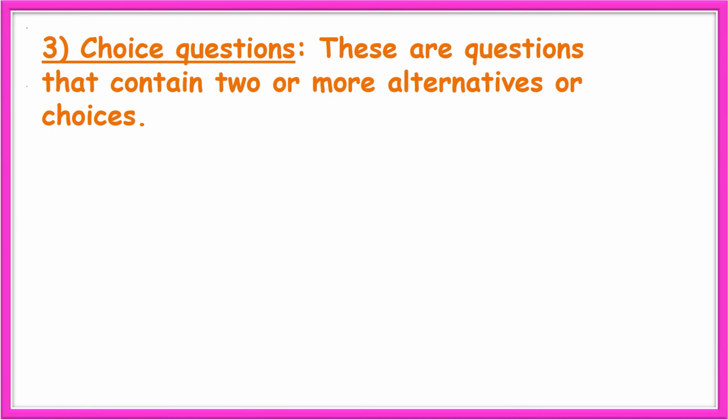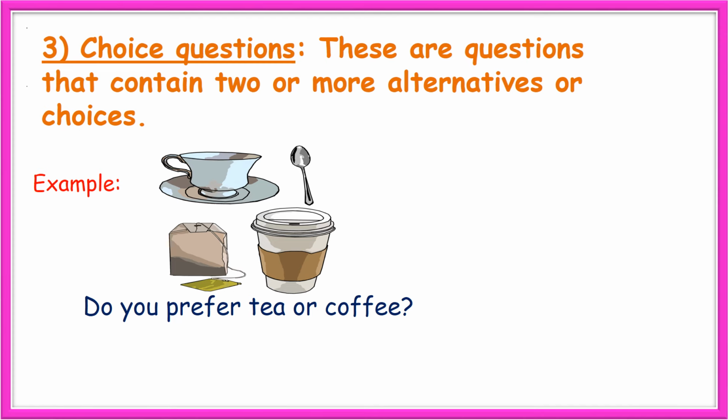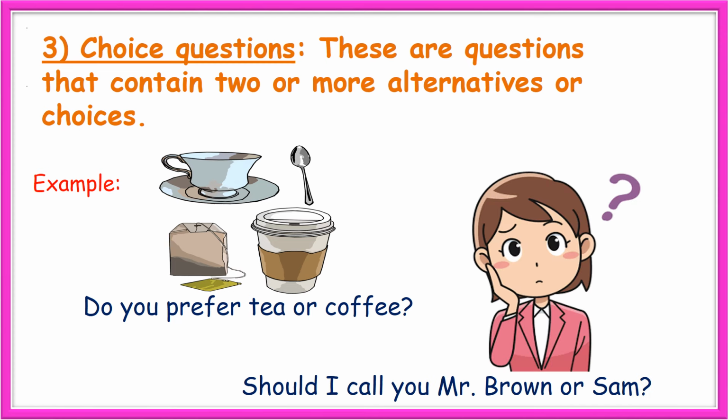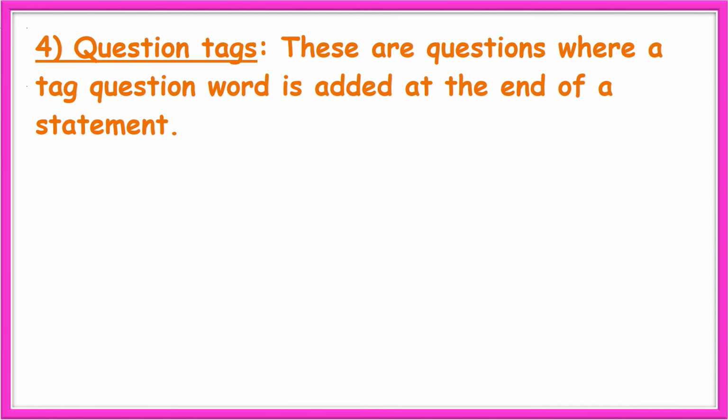The third type of interrogative sentences are choice questions. These are questions that contain 2 or more alternatives or choices. For example, do you prefer tea or coffee? Should I call you Mr. Brown or Sam? The fourth type of interrogative sentences are question tags.